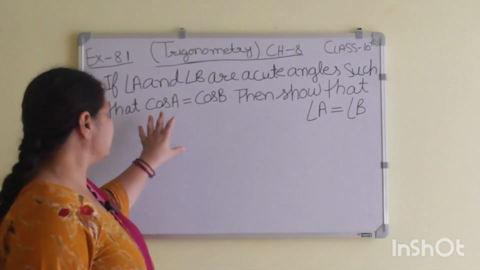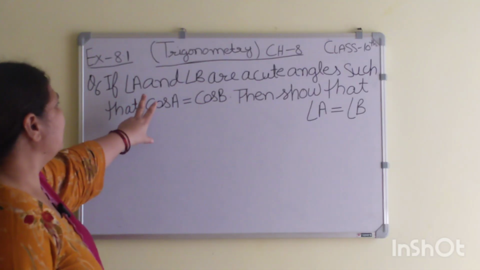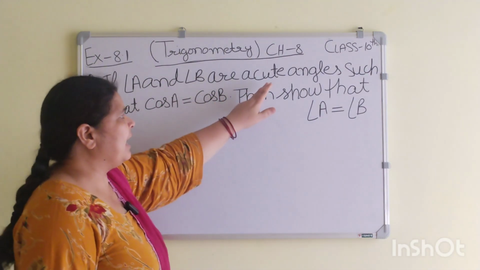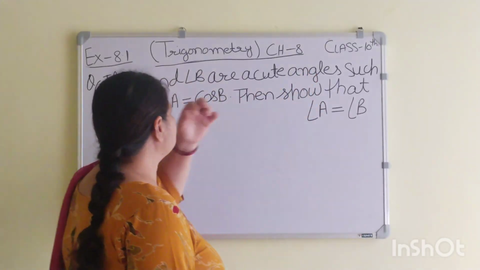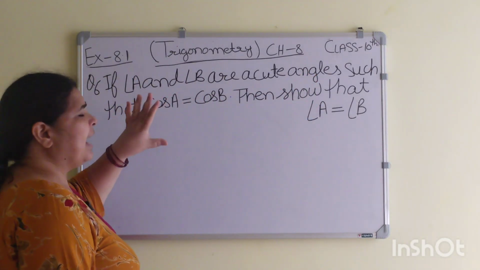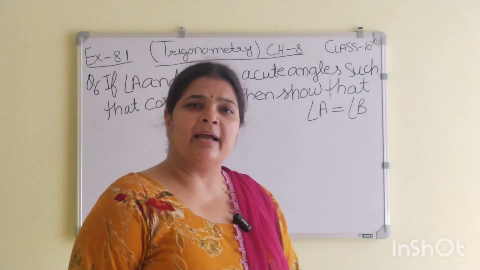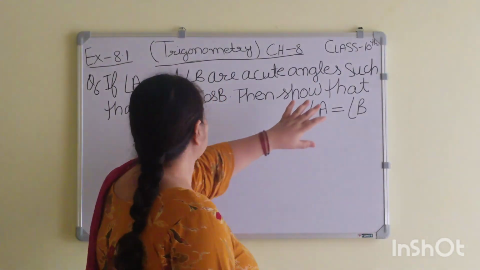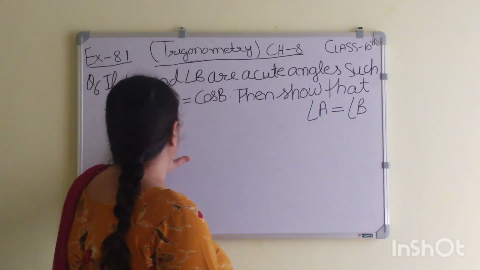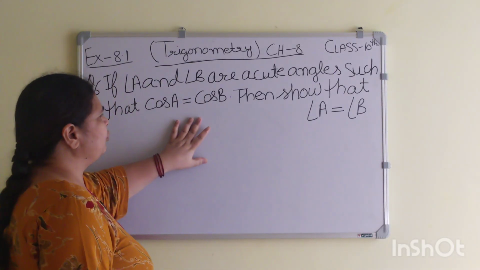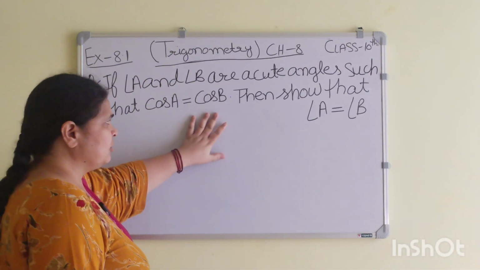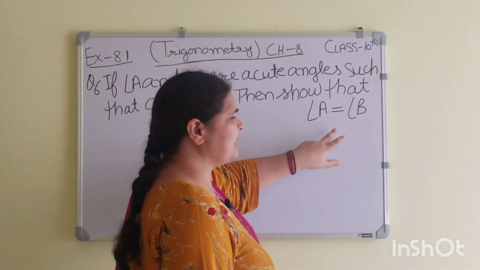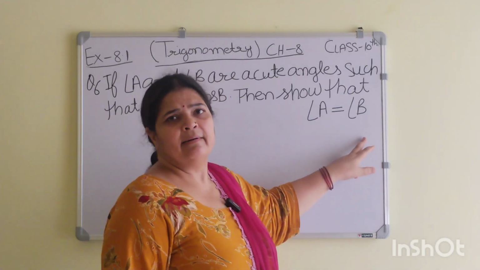So question 6 is: if angle A and angle B are acute angles, it is given that angle A and angle B both are acute angles, and cos A is equal to cos B, then show that angle A is equal to angle B.